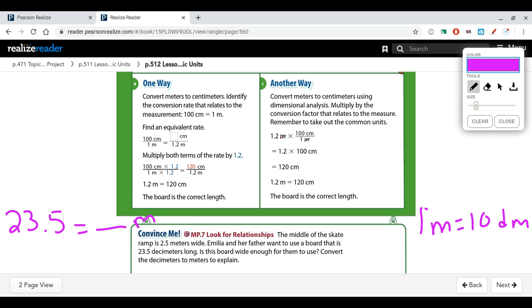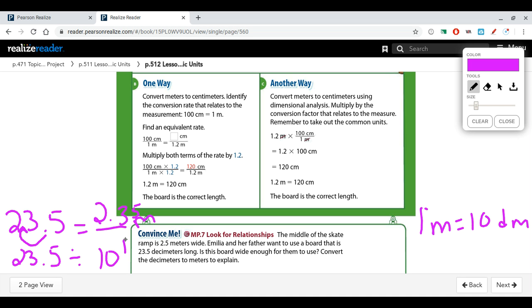And so the ratio or the rate is going to be 1 meter is 10 decimeters. So I'm going to take 23.5 and divide that by 10 to the first power, which means when I divide this by 10 to the first power, I'm going to move my decimal one place to the left. And so I have 2.35 meters. So 2.35 meters is not long enough.